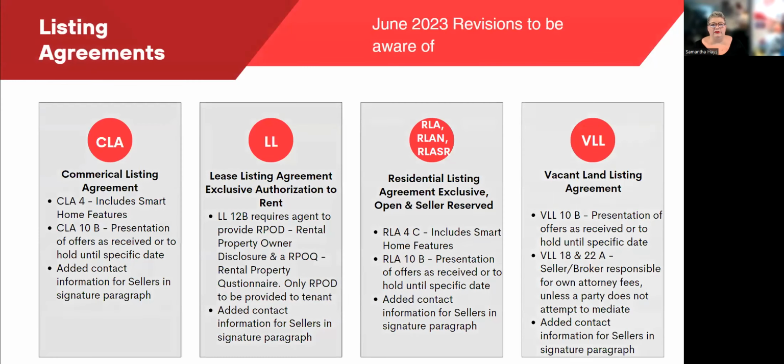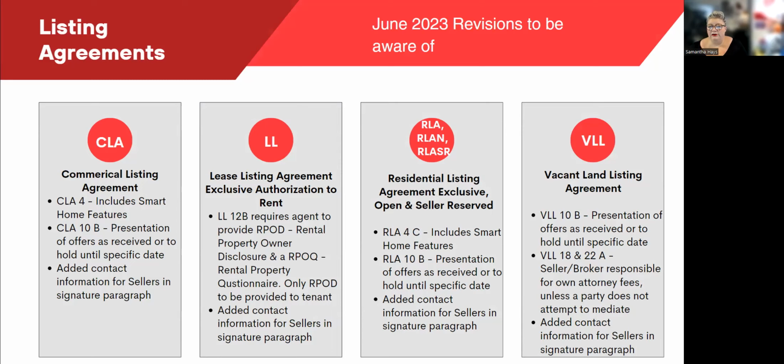We're going to jump right in and start with listing agreements. A lot of what has been changed is pretty basic. As you can see, the majority of issues have been that smart home features have been included. It's also adding signatures. I don't know if anybody else noticed, but by the signature lines, when they did some of the revisions in December, email and contact information was removed, which made it a little challenging to know how to get a hold of clients. So that has been added back in.